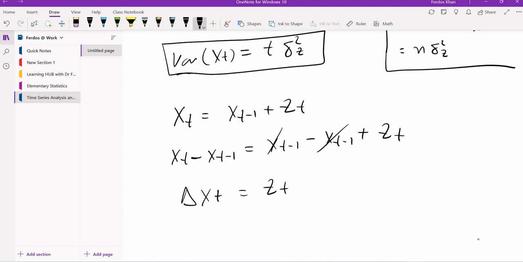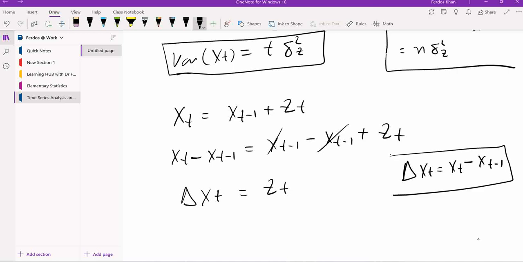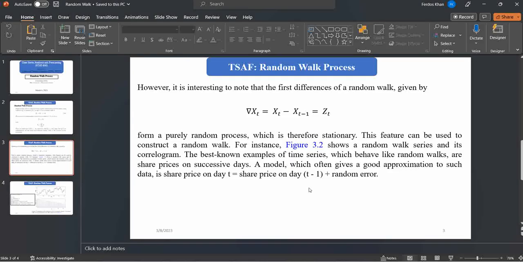So this is a purely random process, and of course the first difference is stationary. You can write this as the difference of xt, by definition xt minus xt minus 1. This is just the definition of the difference operator. So the first difference is stationary. This feature can be used to construct a random walk.